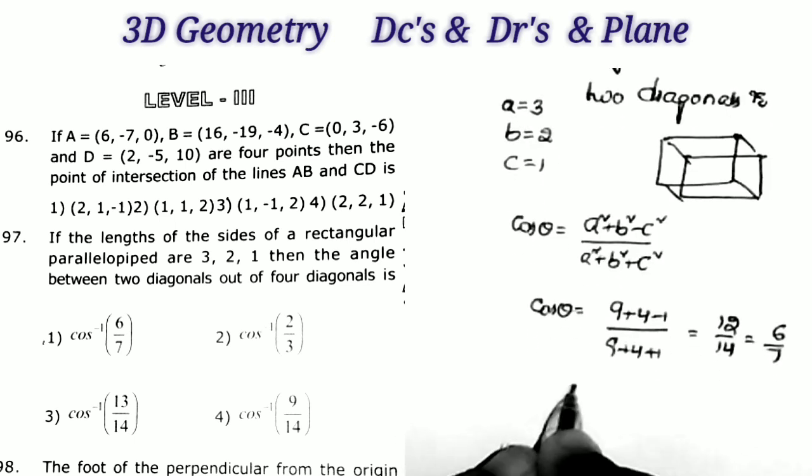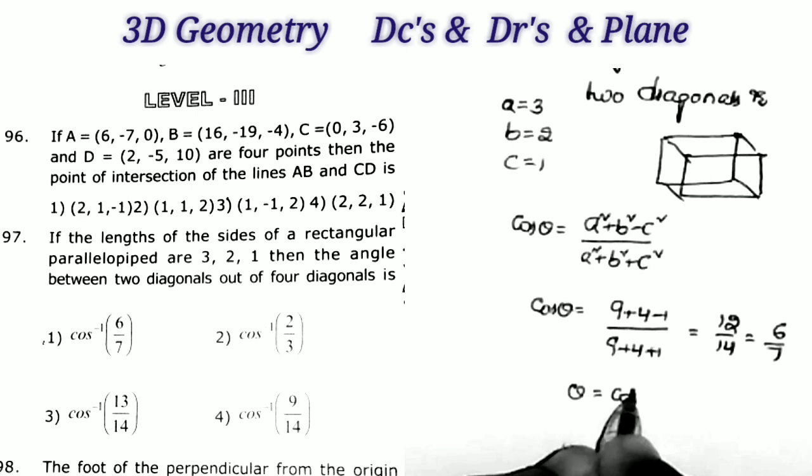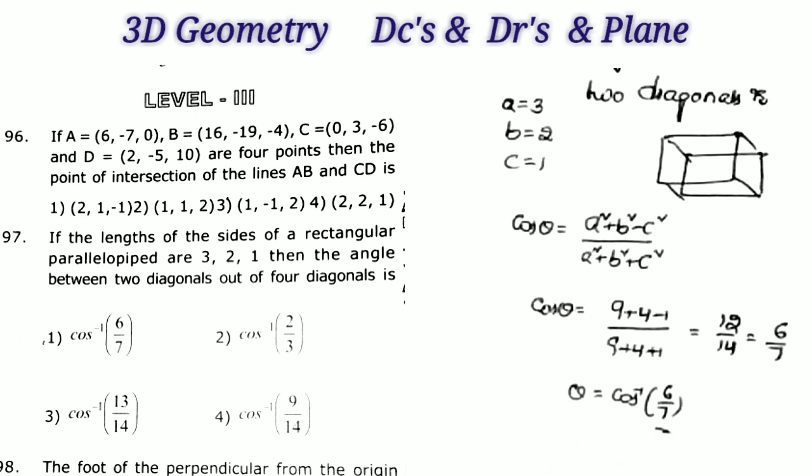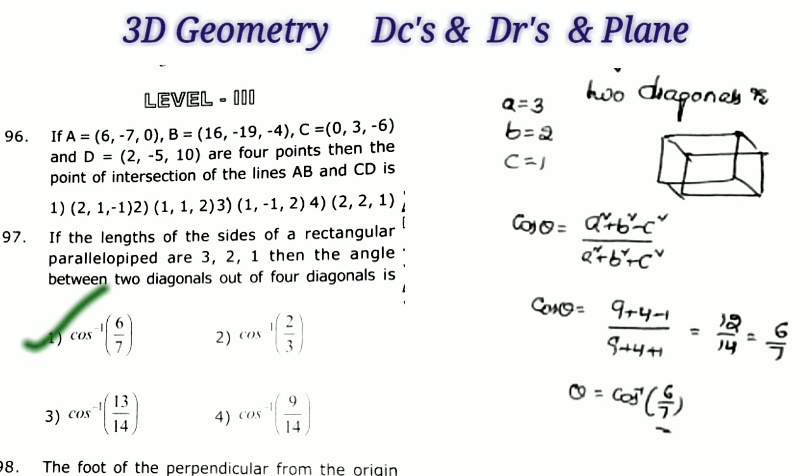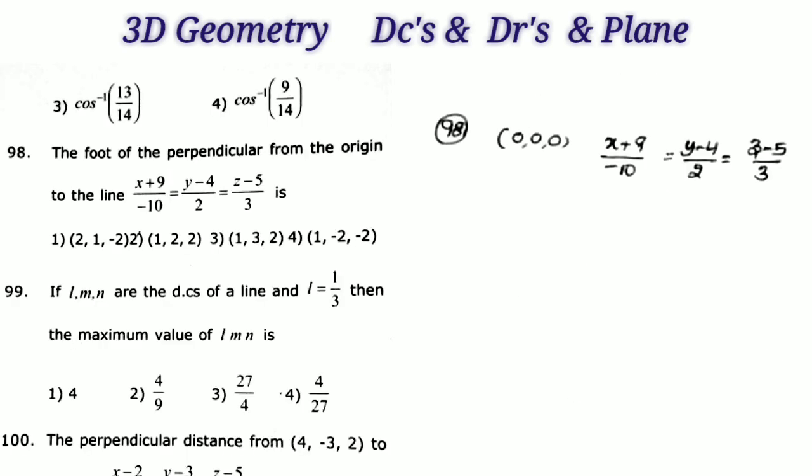Therefore, the angle between any two diagonals of a parallelepiped is theta is equal to cos inverse of 6 by 7. That's all. Very easy question. Just simply taking the formula and substituting the side values to get the angle. That's all. Next question, sum number 98.